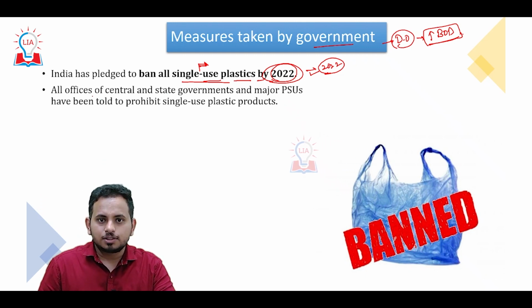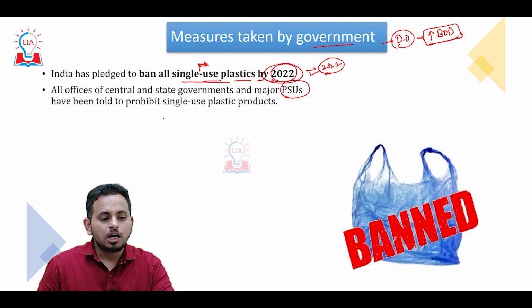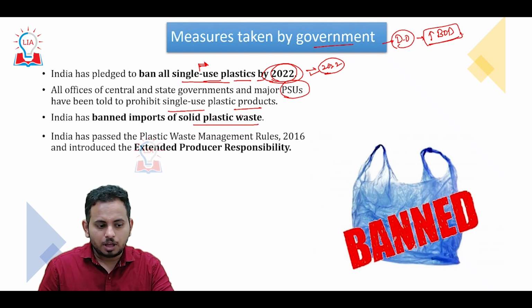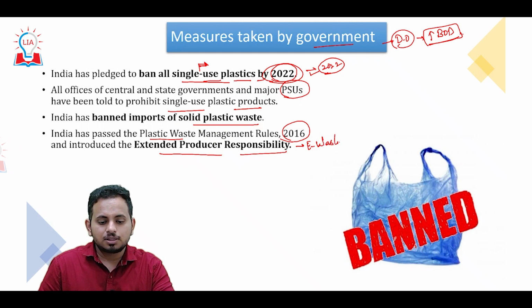All the offices of the central and state governments and the major PSUs, that is public sector units, have been told to prohibit single-use plastic products. India has banned the import of solid plastic waste, and India has also passed the plastic waste management rules of 2016 and introduced something called extended producer responsibility, which is specific to e-waste management, that is electronic waste.